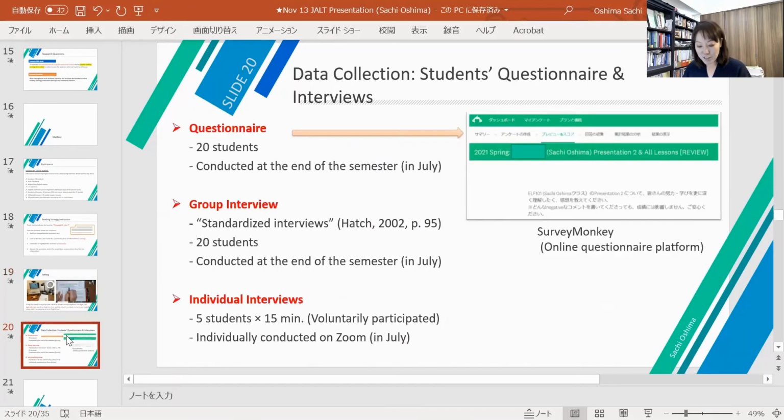The data analyzed for this study were student questionnaire, student group interviews, and individual interviews.